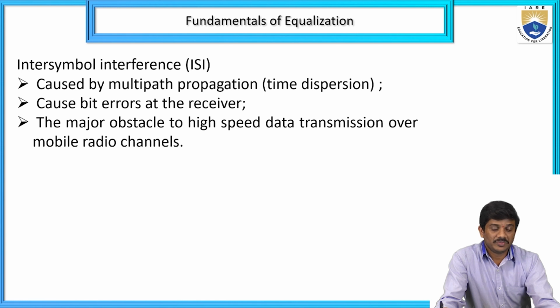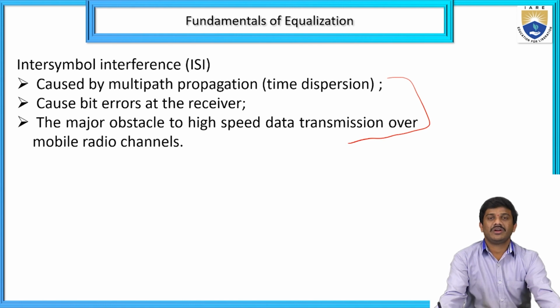Intersymbol interference is mainly caused by multipath propagation, that is, time dispersion, the spread in time in the particular bandwidth. It also causes bit error rates at the receiver and is a major obstacle to high speed data transmission over the radio channel. These are the causes for intersymbol interference.